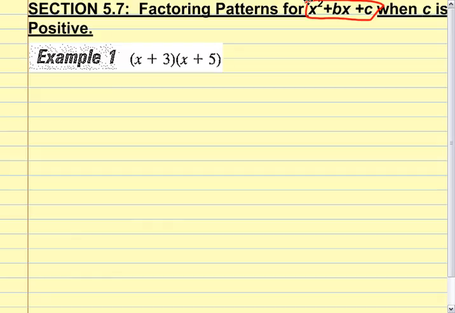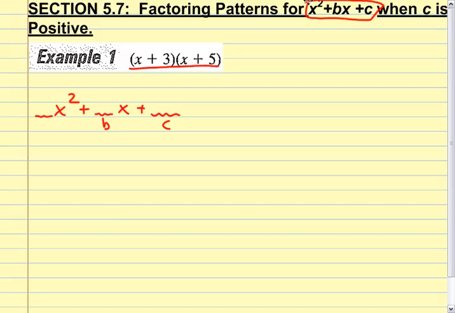But what they're saying is, if there's no number in front of the x squared, it's not 4x squared, it's just 1x squared, and I get plus something x plus something. They used b and c here to represent that. Here's how I factor it, and I'm going to show you how to factor it. Now, the first thing that we have here in example 1, it's already factored.